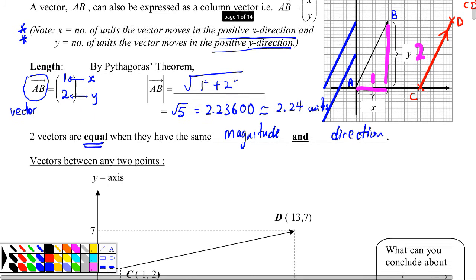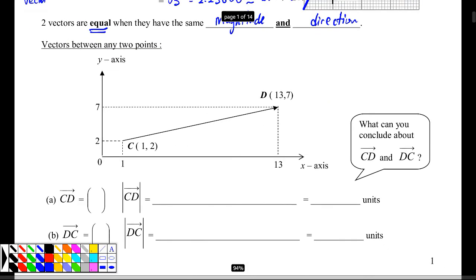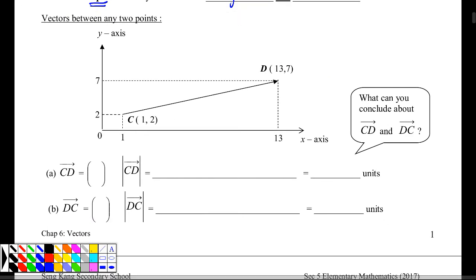Okay, let's go on to the bottom one. Now, vectors between 2 points. If it's 2 points and I don't start from 0, can I say CD is, don't write first, 1, 2?